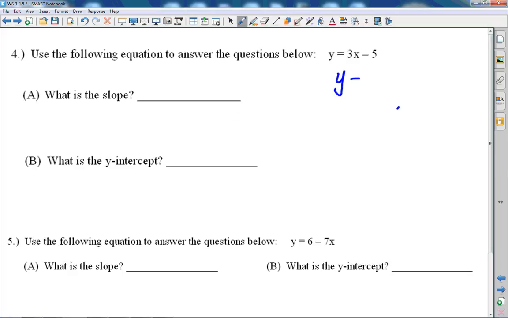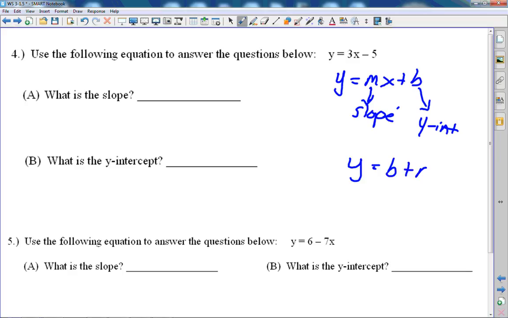All right, Y equals mx plus b. M is the slope. B is the Y-intercept. Does it have to go in this order? No, it could be like this. Okay, it doesn't matter which order. The slope here is the one with the x. The slope would be 3.